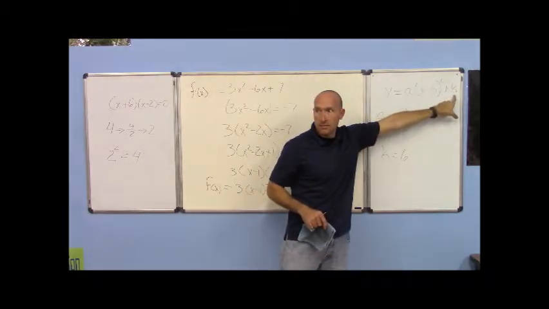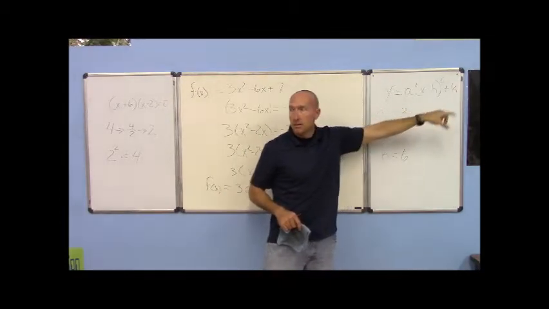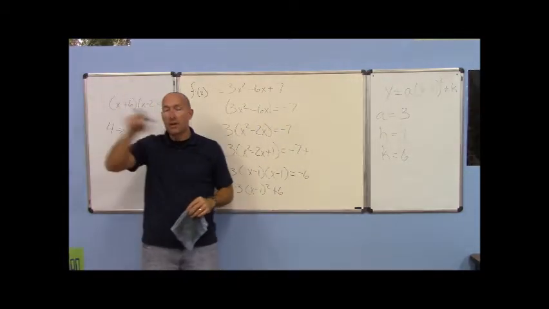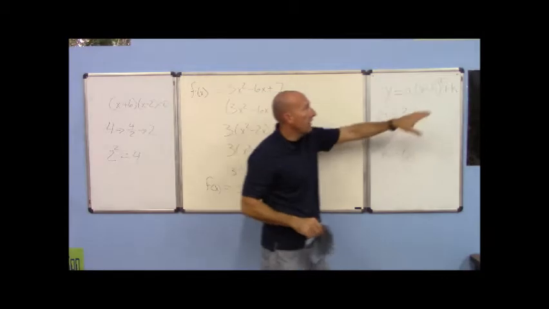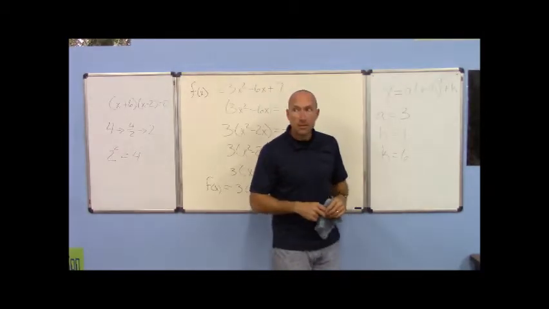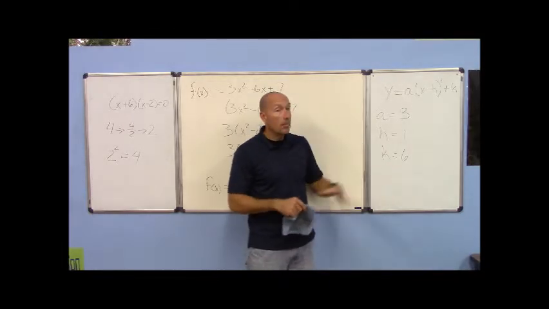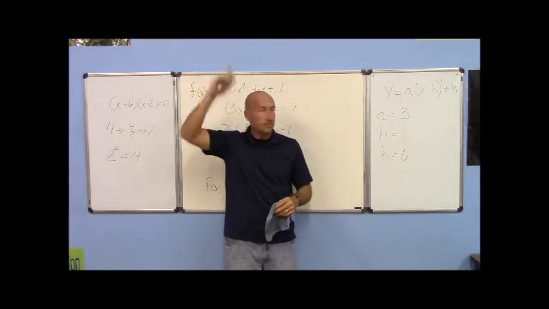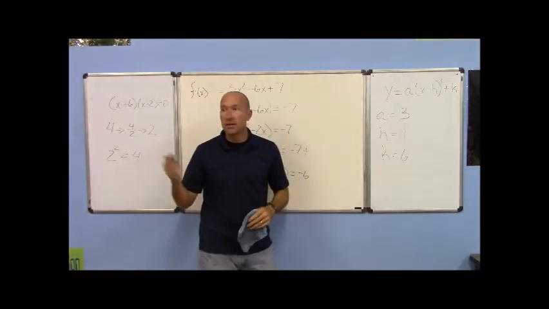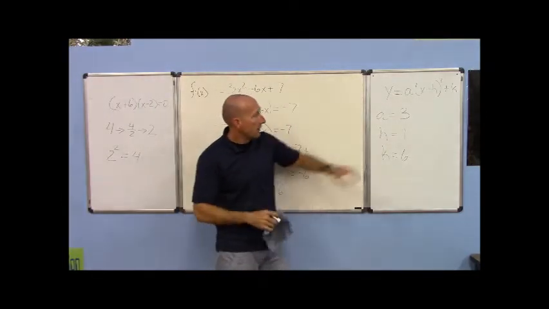What's in the y? Y. Okay, up and down is y, right and left is x. So the K tells us how it's translated along the y-axis. And so it's going up 6 in the positive direction. Then the H tells us how it's translated along the x-axis.